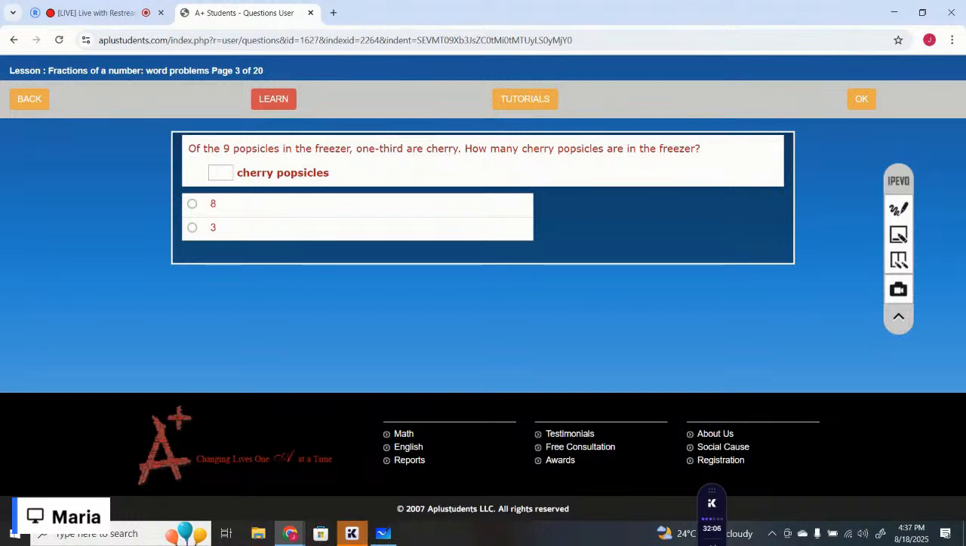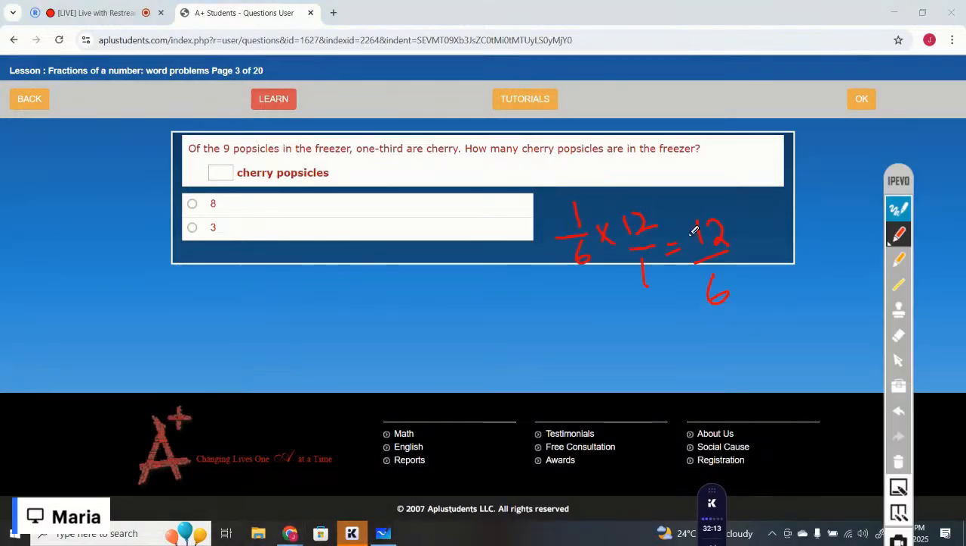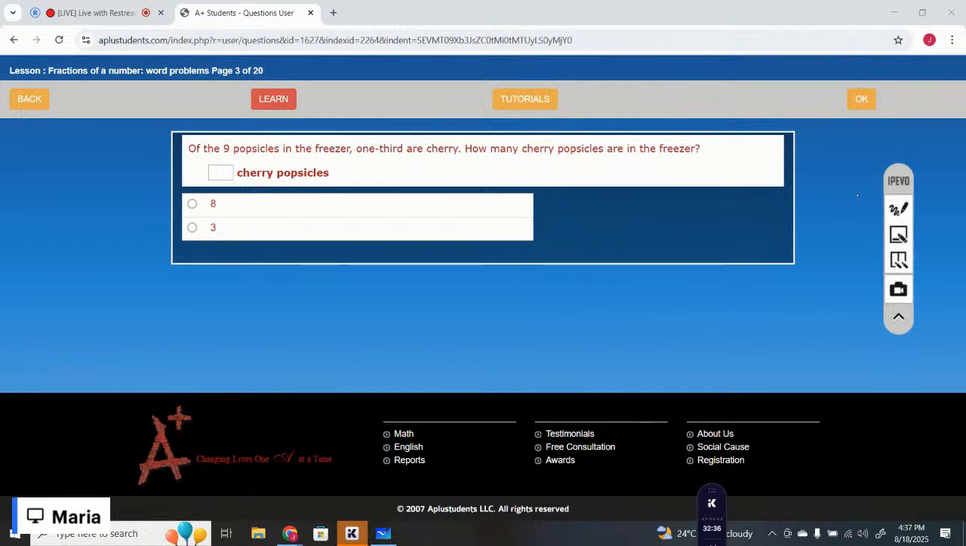Of the 9 popsicles in the freezer, 1/3 are cherry. How many cherry popsicles are in the freezer? So you need to do 1/3 of 9. So let's calculate 1 by 3 of 9. So 9 times 1 is 9, 3 times 1 is 3. So 9 divided by 3 is 3. Option number 2 is the correct option.